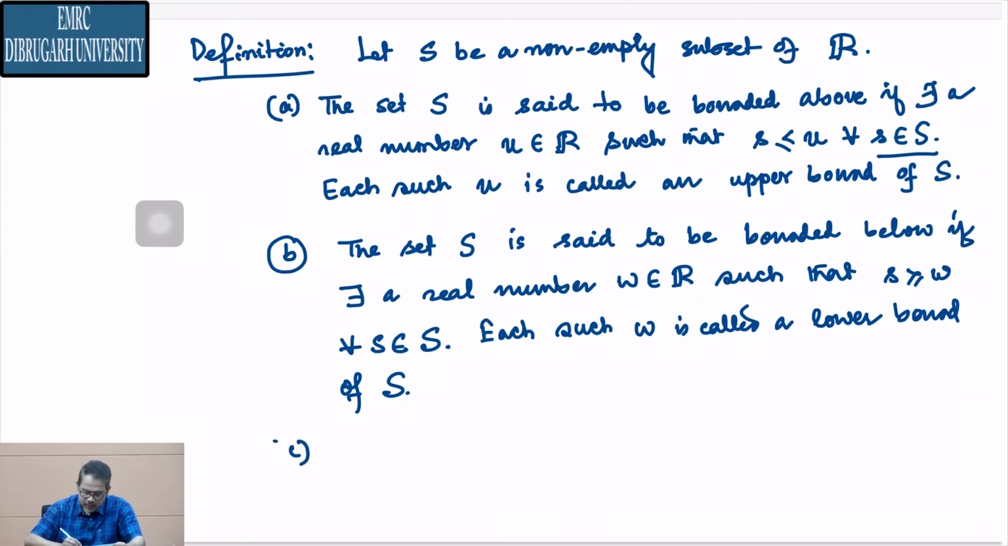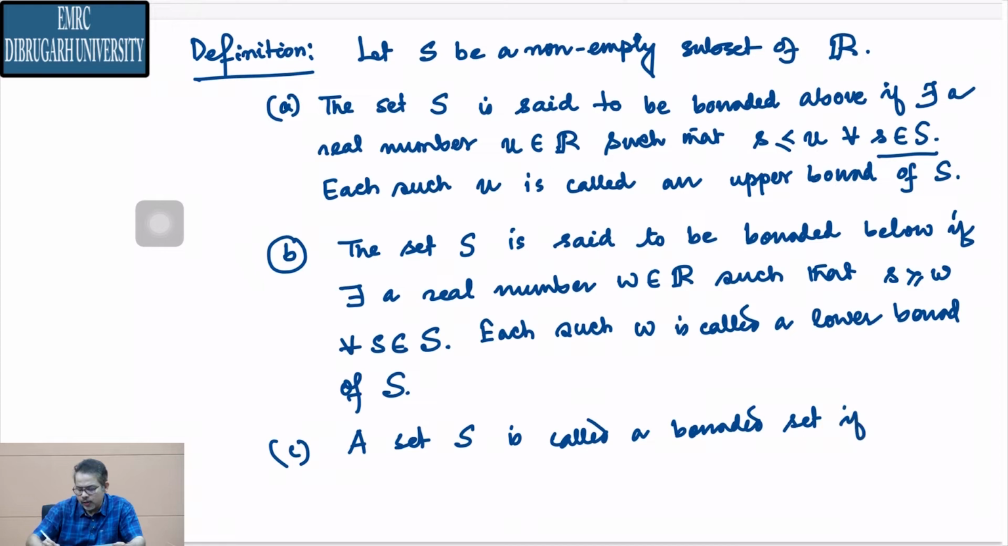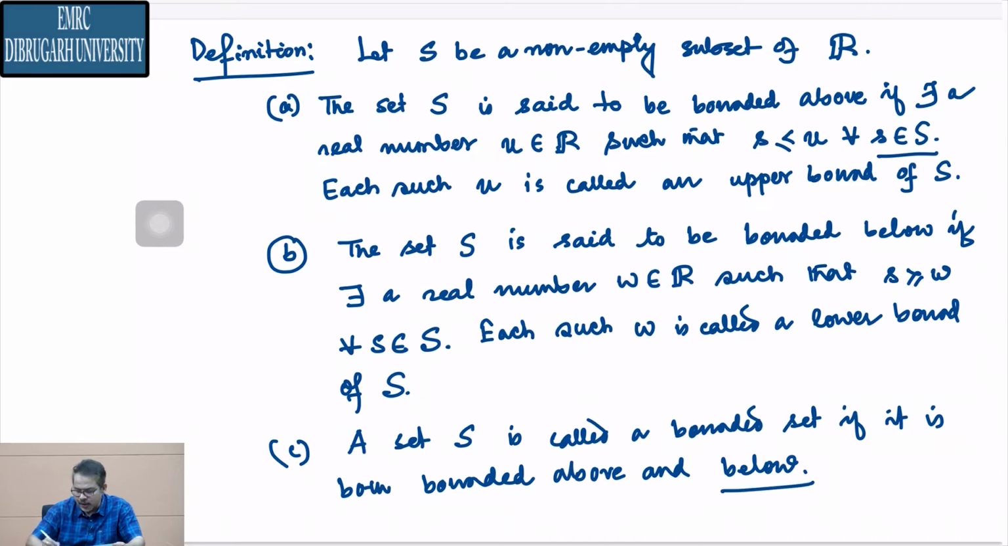Now, the last part of this definition is a set S is called a bounded set if it is both bounded above and below. If it has an upper bound and if it has a lower bound both, then we say that S is a bounded set.